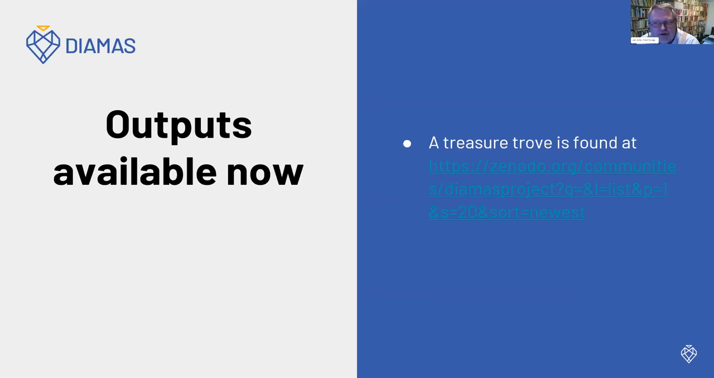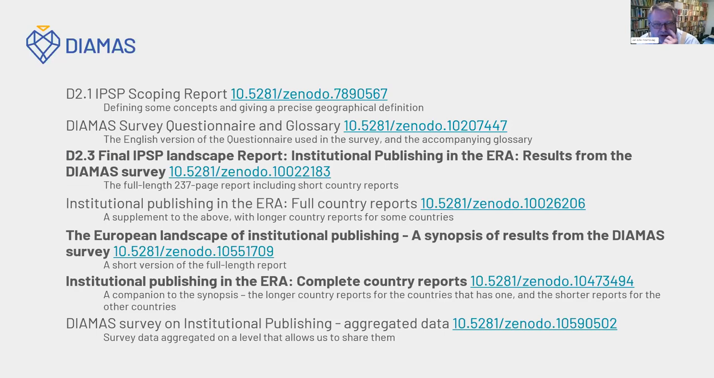There are outputs available. There's a treasure trove found in our Zenodo. This presentation will be made available to you later, so you don't have to note down all the links here. You will find them. We have a list of Work Package 2 outputs. Those in bold are the most important ones.